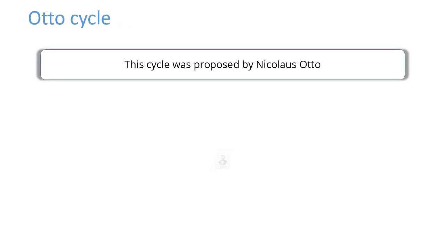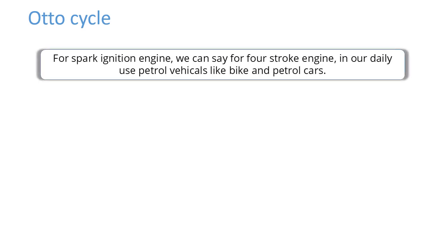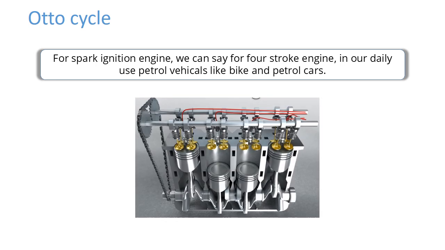Now we will see the Otto cycle. This cycle was proposed by Nicholas Otto for the spark ignition engine. We can say for the 4-stroke engine, like in our daily use petrol vehicles like petrol bikes and petrol cars.